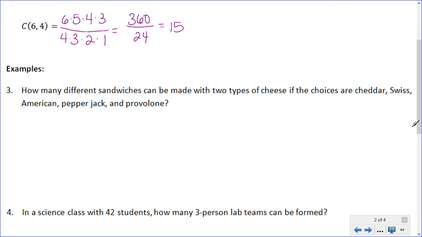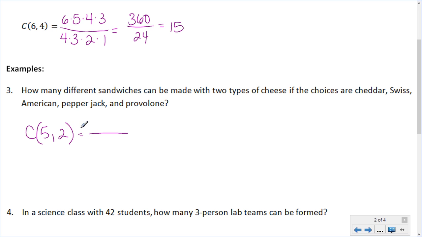So example 3 says, how many different sandwiches can be made with 2 types of cheese if the choices are cheddar, Swiss, American, pepper jack, and provolone? Well, if you think about it, the order of the cheese doesn't matter. A sandwich made with cheddar and provolone is the same as a sandwich made with provolone and cheddar. So this would be a combination, and we have 1, 2, 3, 4, 5 cheeses to choose from, and we're going to choose 2.